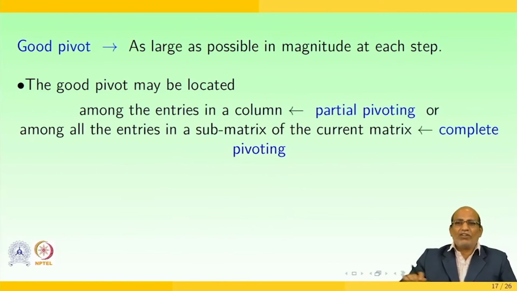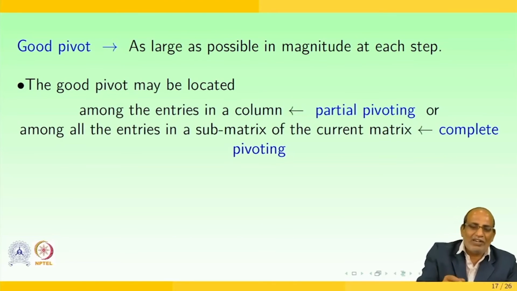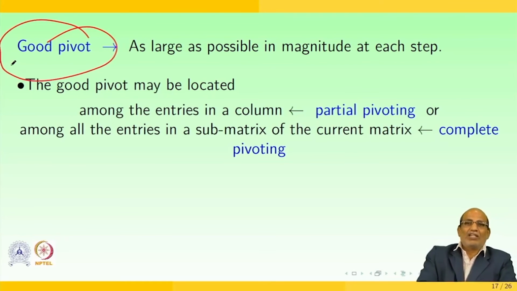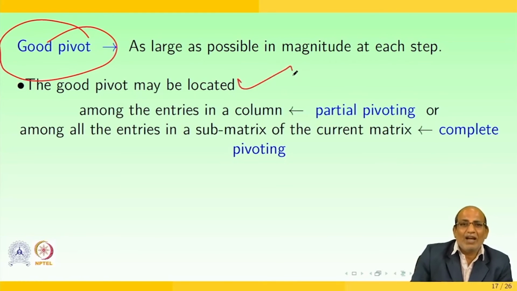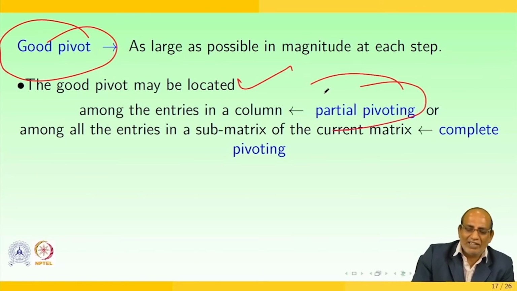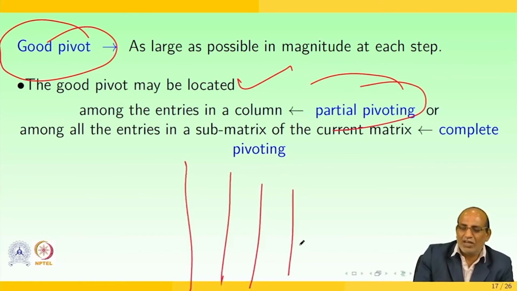So what is a good pivot? One that is as large as possible in magnitude at each step. Good pivot means it doesn't create much problem, so we can divide easily and establish the decomposition easily. That is what we call a good pivot. The good pivot may be located among the entries in a column, which we call partial pivoting, or among the entries in a submatrix of the current matrix.